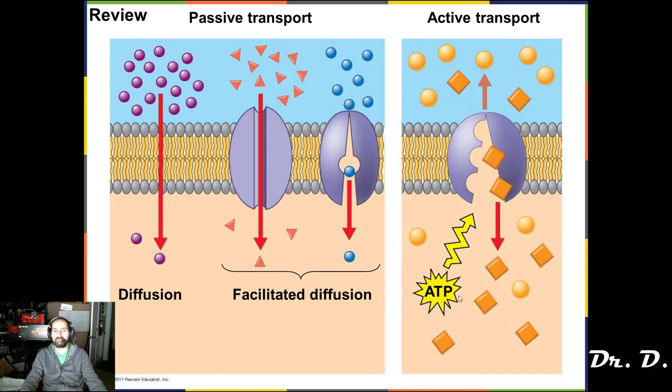Well, for example, that would be an example of the sodium potassium pump, right? It's pumping three sodium circles out, and then it pumps two potassium diamonds in. That's an example of an active transporter. In this case, you need ATP energy or some kind of energy to facilitate that, to allow that to happen. Okay.